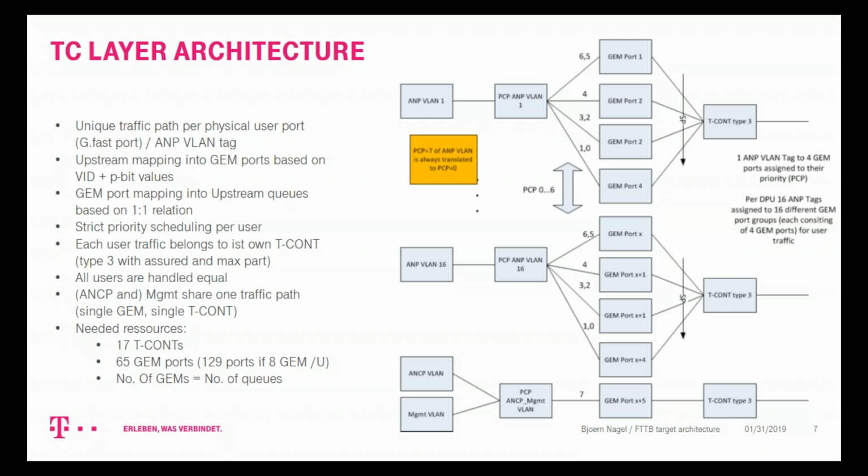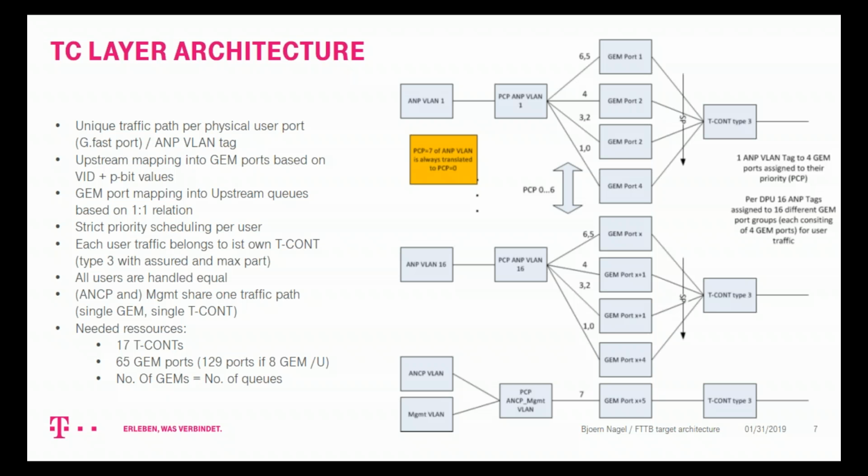You can see it here. If each user, we have 16 ports, 16 users, each has 4 GEM ports. So that means 64. Then we have a 5th one for the management VLAN. Yeah, probably 66, one for the OMCI path. But I think that comes for free. That okay, you do have that. It needs resources, 17 TCONs. Okay, great. But that's a fully subscribed DPU, right?